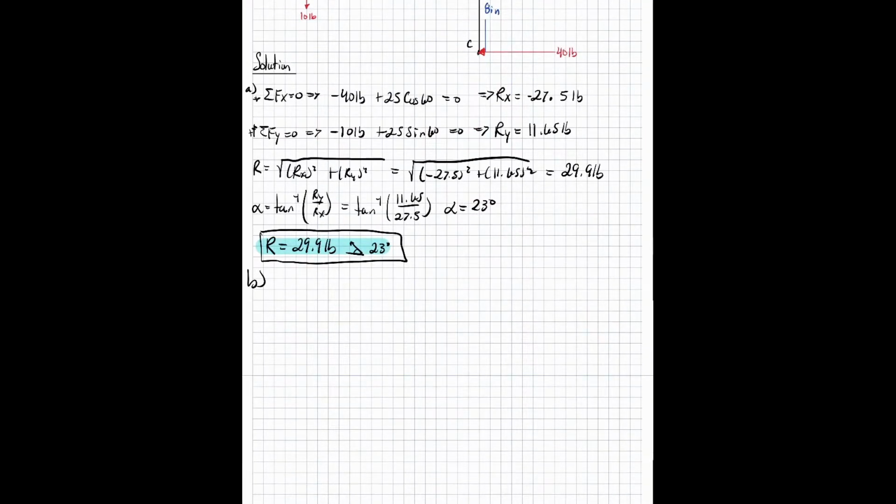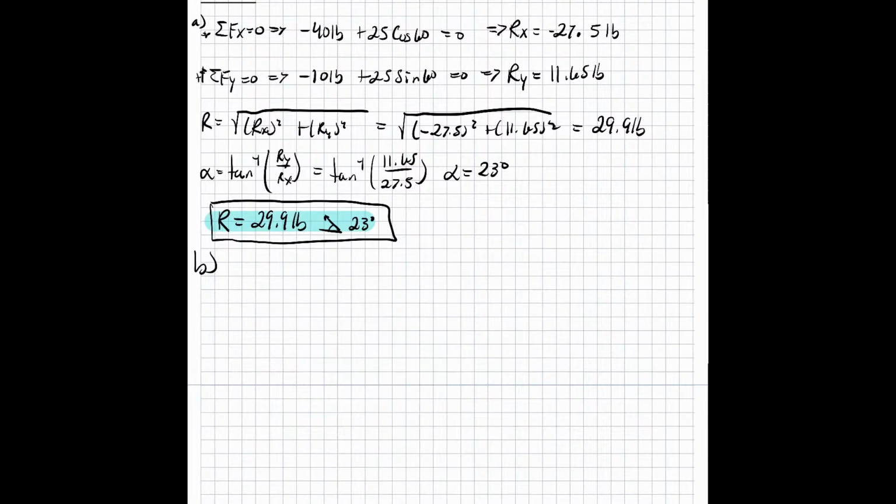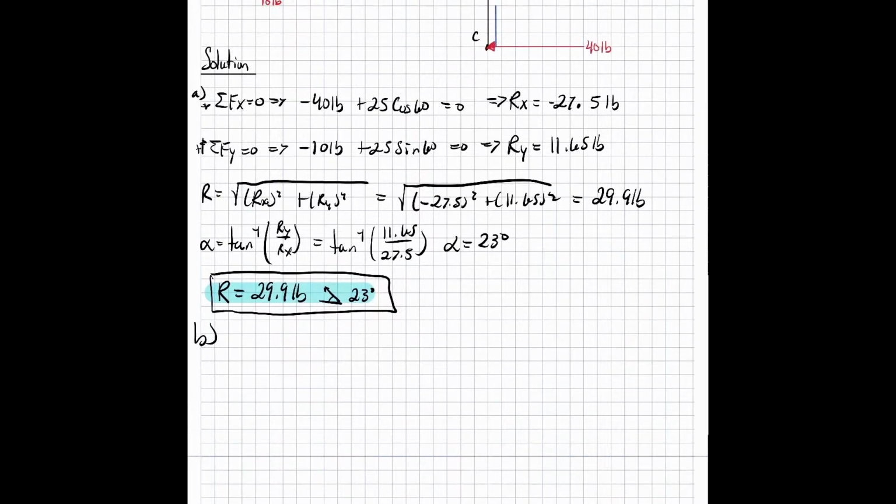So for part B, we got another question here. It says, when finding alpha, why did the negative sign in front of the Rx go away? Is it because we flipped the 2 in the formula, or does it not even matter? So for finding alpha, you're asking about why the negative value went away at Rx.